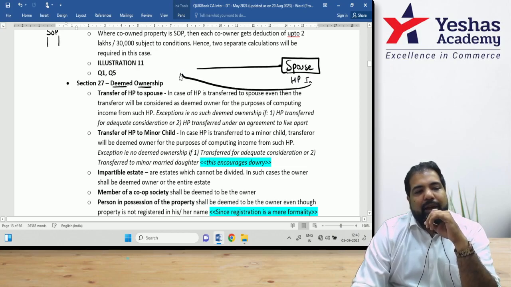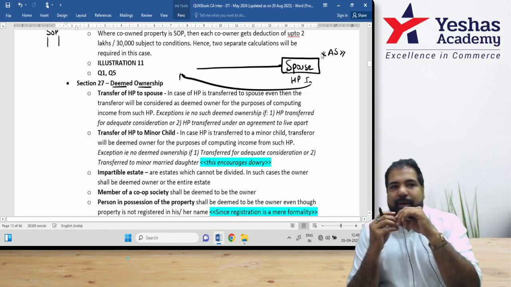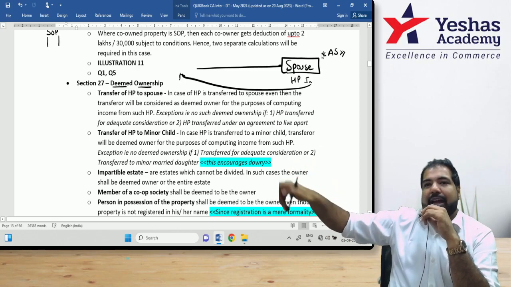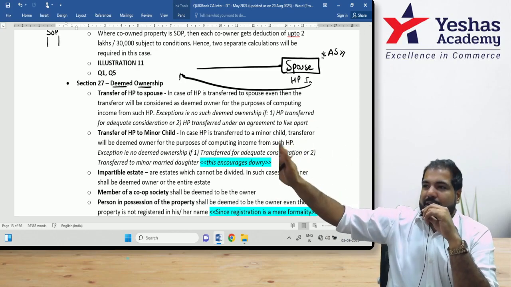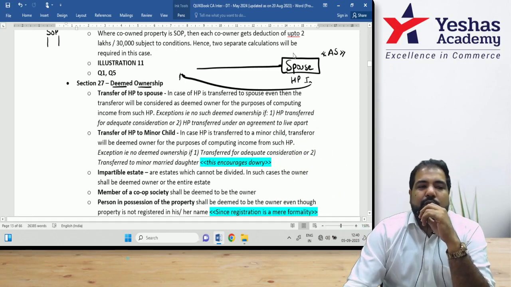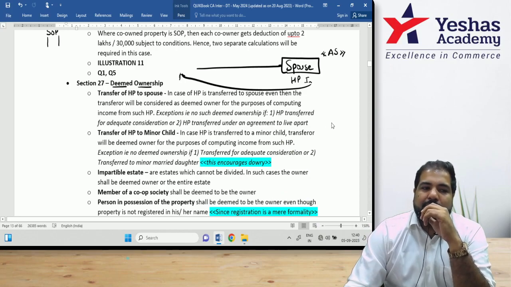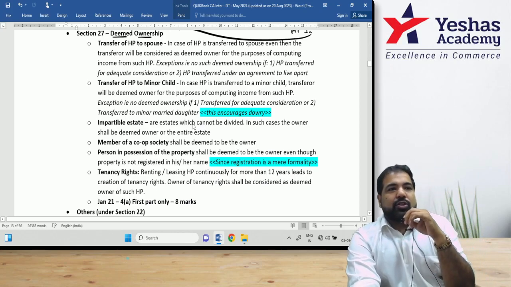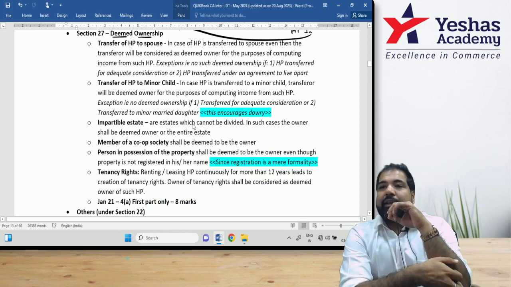The income will come back to you except AS. A means she has paid you adequate consideration or there is separation. In that case, who will pay the tax on that? The wife. And guys, if you transfer it to your minor child, do you remember minor child? In that case, what is the shortcut? AM, adequate consideration or minor married daughter.